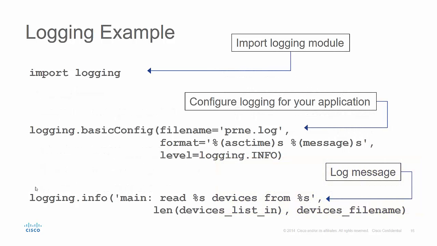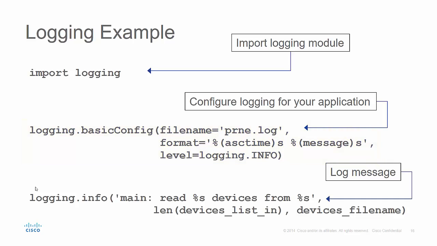Here's a logging example. Notice that we will import the logging module. We will configure logging by calling the basic config method, and we will pass in the file name, the format, which is going to use some keywords such as asctime, which will print out the date and time for the message, as well as the message. And the level of logging will be set to informational. What that says is that anything informational and more severe will get printed to the log file. Anything less than that, such as debug messages, will not get printed to the log file.